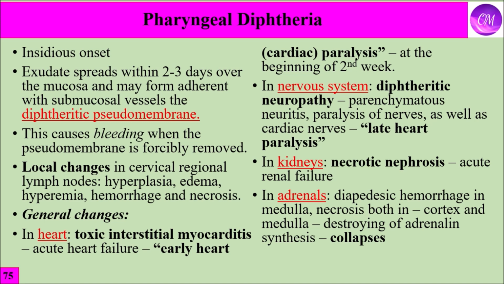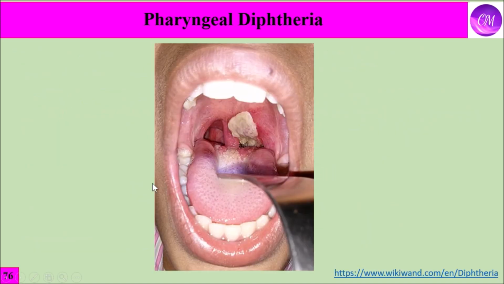In the kidneys, necrotic nephrosis develops that results in acute renal failure. In the adrenals, diapedesic hemorrhage in the medulla, necrosis both in cortex and medulla that results in destruction of adrenal synthesis that results in collapse in patients. Here you see the illustration of the pseudomembrane in pharyngeal diphtheria.